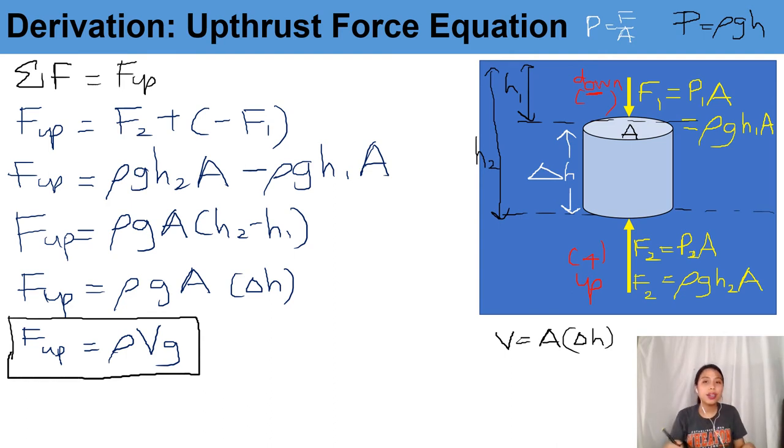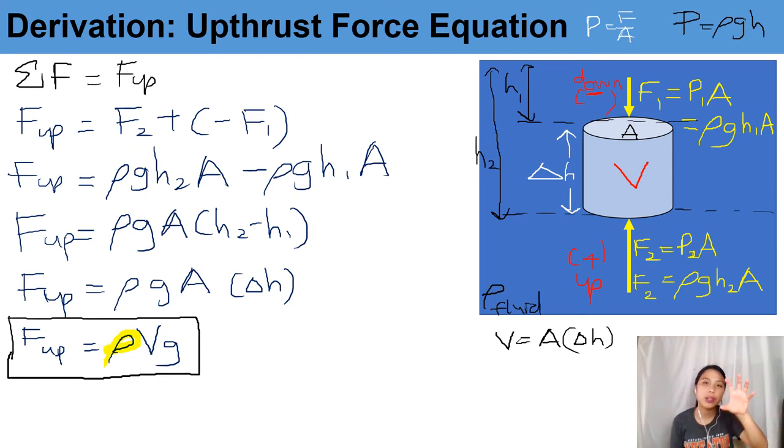And you must know how you get to this rho Vg. Basically adding the top force and bottom force, and plugging in all the equations. One reminder for you all is this rho, that is the density of the fluid that the object is in. So rho of fluid, not the object. So the key things that your upthrust force depends on are the density of the fluid, the volume of that object, and then the gravitational force. That's all. Rho Vg only.